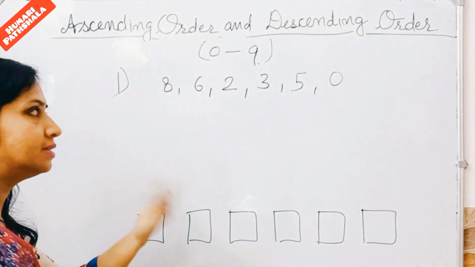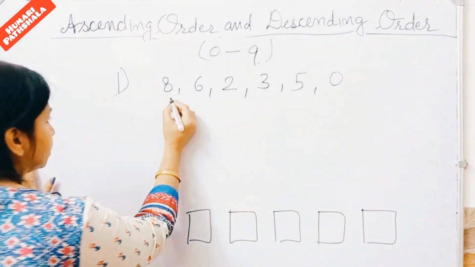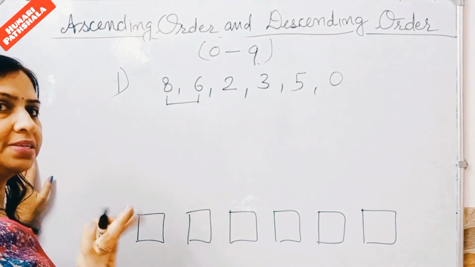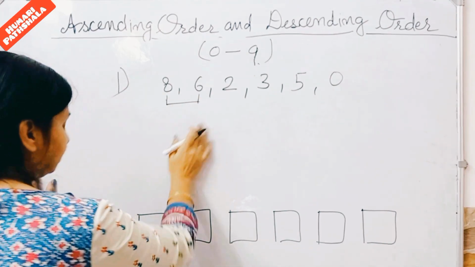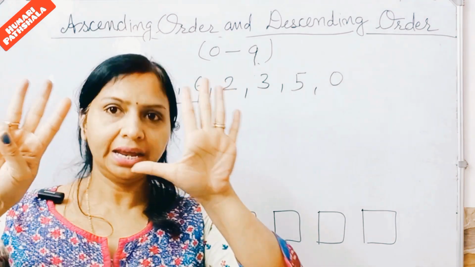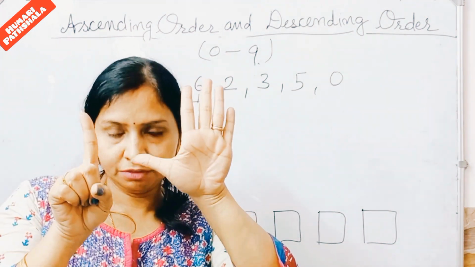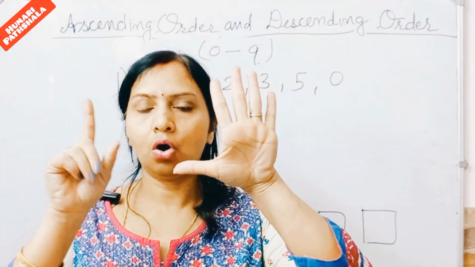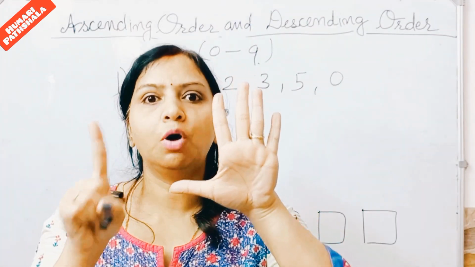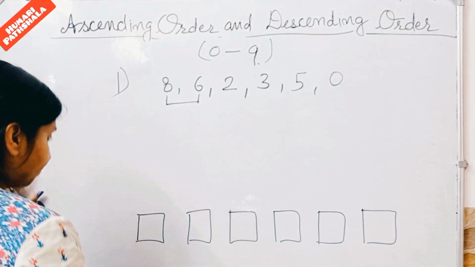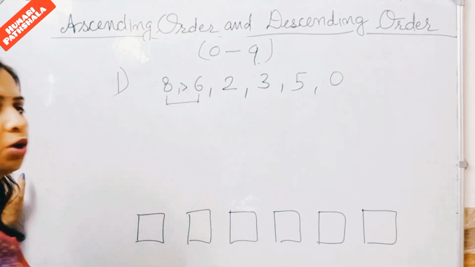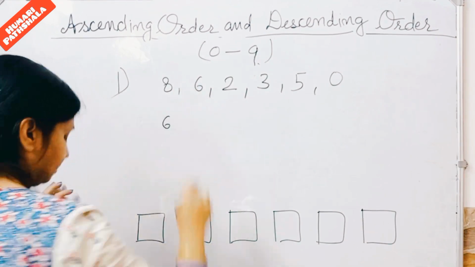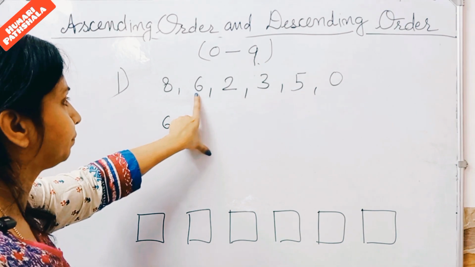For this, you have to compare two digits at a time. First compare the first 2 numbers, 8 and 6. Which one is smaller? 8 or 6? 6 is smaller than 8. So we'll write 6 here. Now compare 6 and 2.